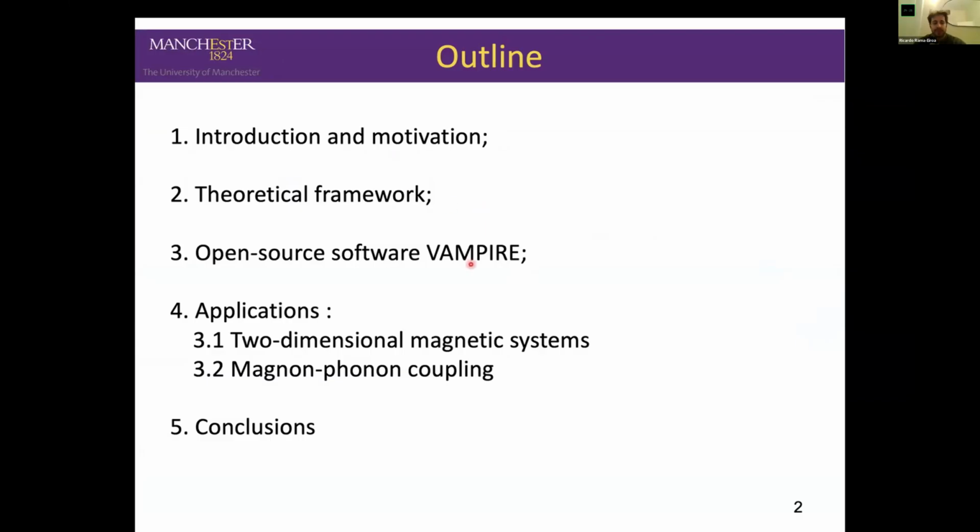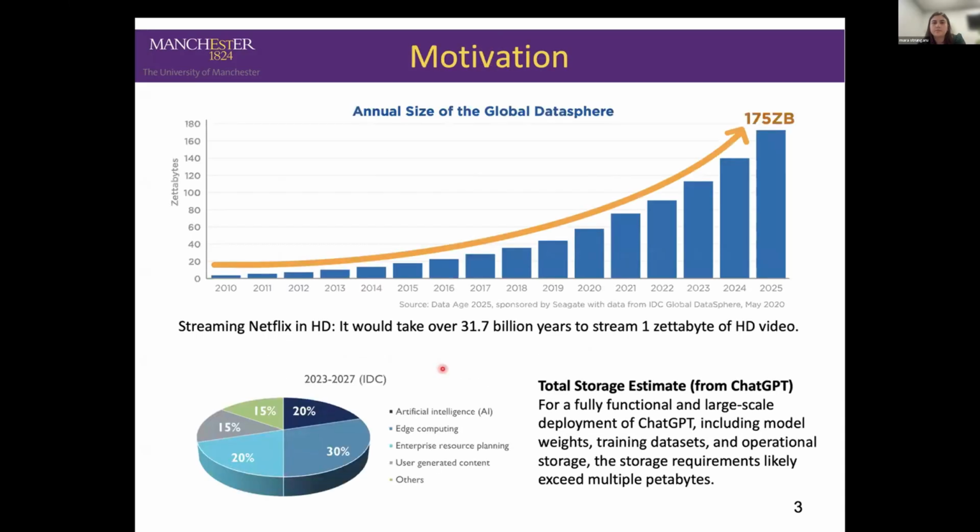Okay. So I'll talk about the theoretical framework behind atomistic spin and spin lattice dynamics and how we've implemented this into the open source code Vampire. And then I'll spend some time discussing two applications in the area of two-dimensional magnetic systems and magnon-phonon coupling.